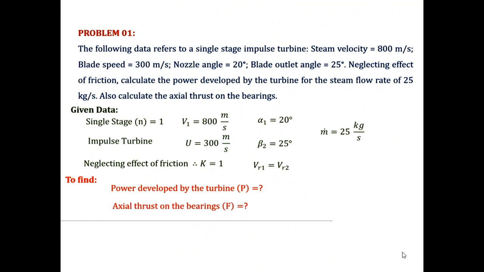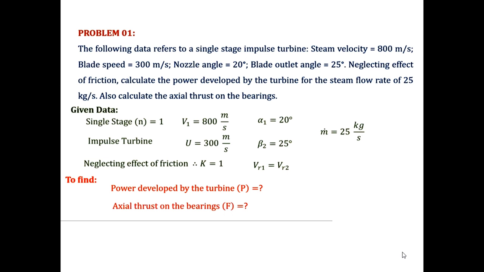Next, in this single stage impulse turbine, impulse turbine means the degree of reaction is zero. Later we'll see what conditions can be taken. Steam velocity, meaning the velocity of steam coming out of the nozzle, is 800 meters per second. Blade speed U is 300 meters per second. Nozzle angle at inlet, alpha 1, is given as 20 degrees. Blade outlet angle, beta 2, is given as 25 degrees.